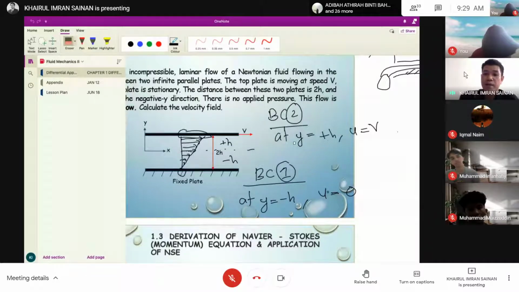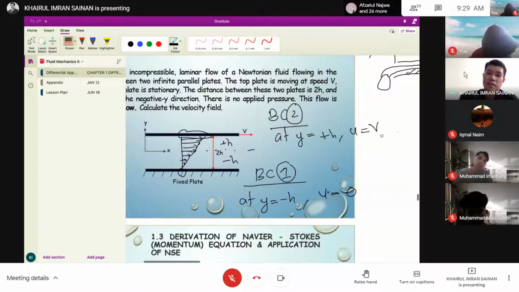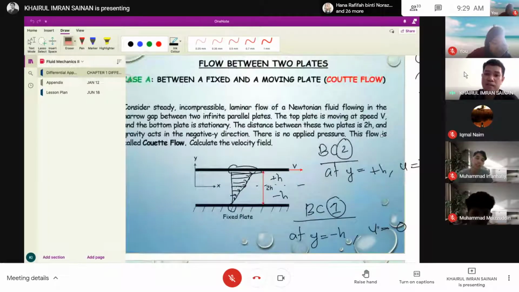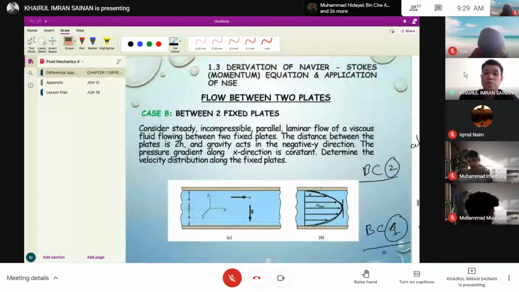And at y equals positive h, u equals b. So that is case A, fixed plate and moving plate. We call this fluid flow, and there is a special name for it. And next we go to case B.